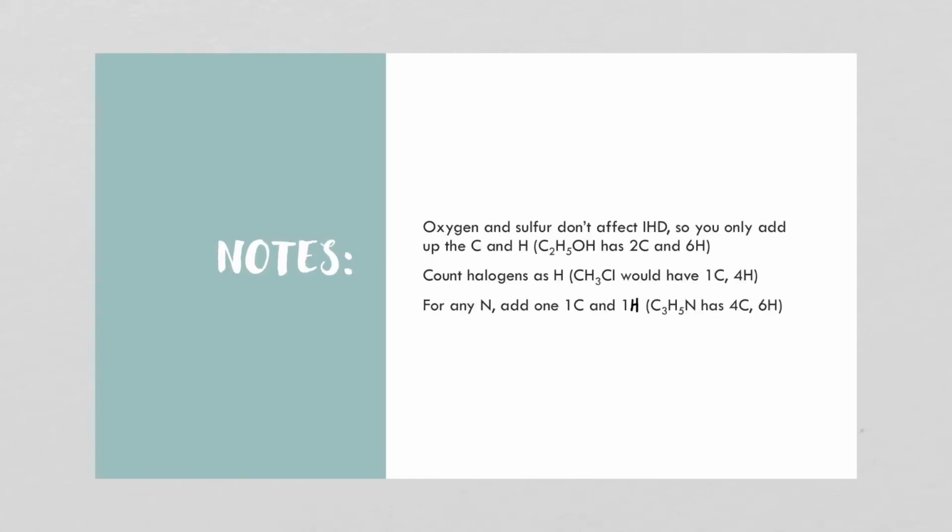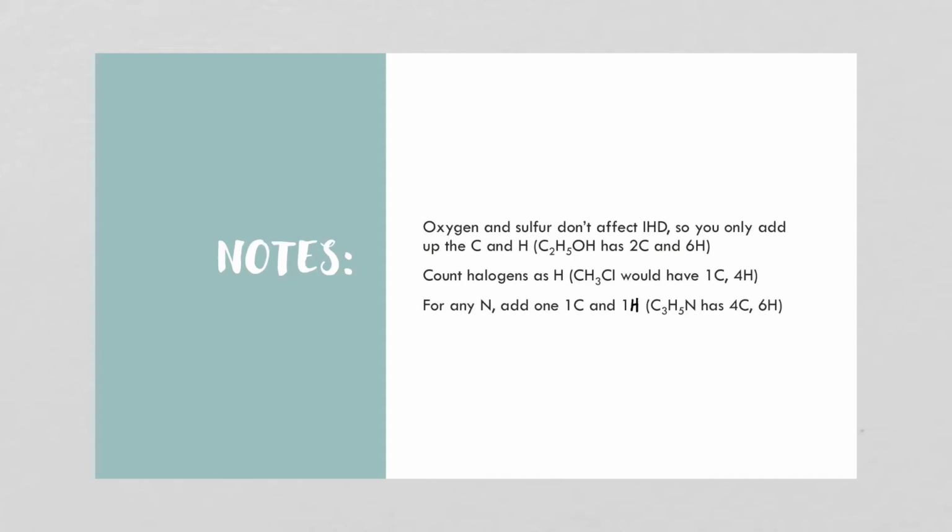We don't always work with hydrocarbons, however, so we need to follow a few additional rules. Oxygen and sulfur don't affect the IHD, so you only add up the carbons and hydrogens in molecules that have those. So if you had ethanol, C2H5OH, we would say that there are 2 carbons and 6 hydrogens.